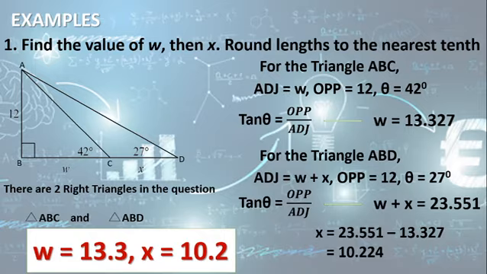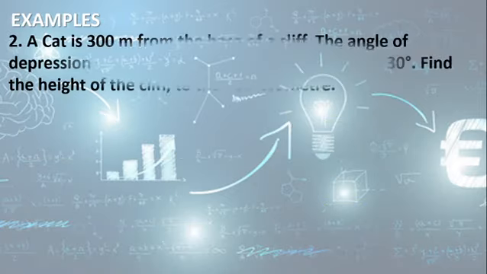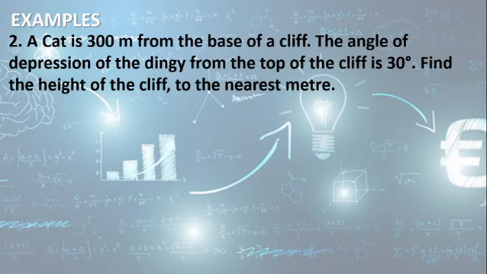We'll go to the second example, and this is a word problem, so we are going to have to draw our own triangle by ourselves. It says a cut is 300 meters from the base of a cliff. The angle of depression of the cut from the top of the cliff is 30 degrees. Find the height of the cliff to the nearest meter.